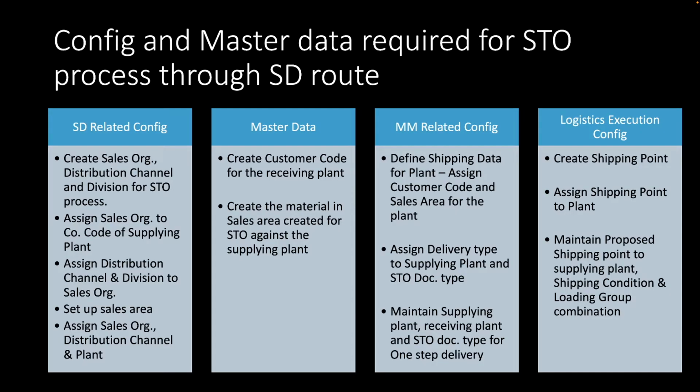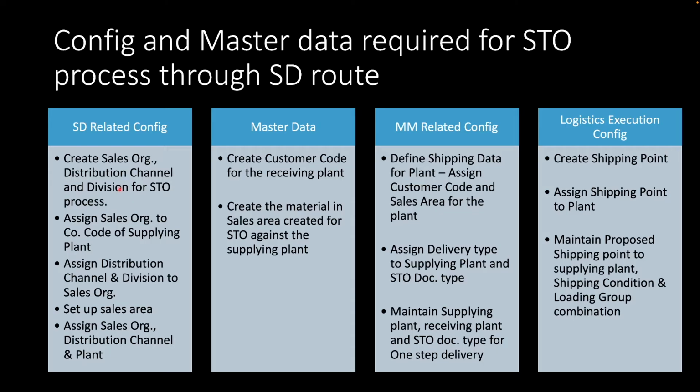Now what are these 4 areas? First, you need the SD related config, that is, the supplying plant has to behave like a vendor. The supplying plant has to get into the SD process, and to do the SD related process you need to have a sales area in place. The sales area will be responsible for doing all the SD related transactions against the particular stock transport order. And what does this sales area contain? It contains the sales organization, the distribution channel, and the division.